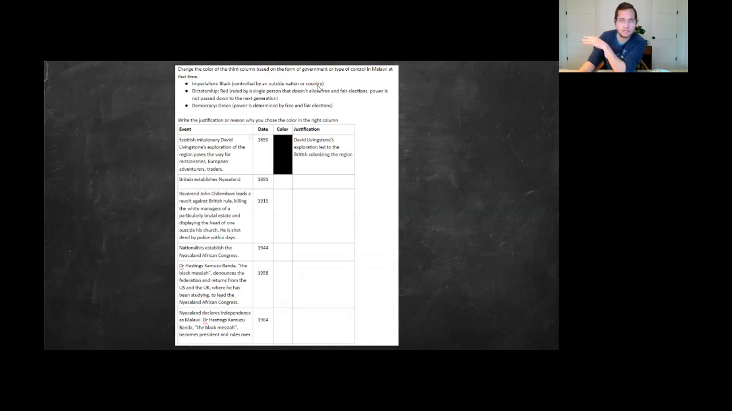Imperialism, so controlled by an outside nation or country, is going to be black. If it has characteristics of a dictatorship at that time, you're going to change that cell to red and write why it represents more of a dictatorship at that time. And if it is more of a democracy, you're going to make that cell green for that date and explain why it is more of a democracy at that time. I hope that makes sense. And if the British are in control of that area, then you're going to have it be black to represent imperialism and explain why. All right, so let's look at some of these dates specifically.